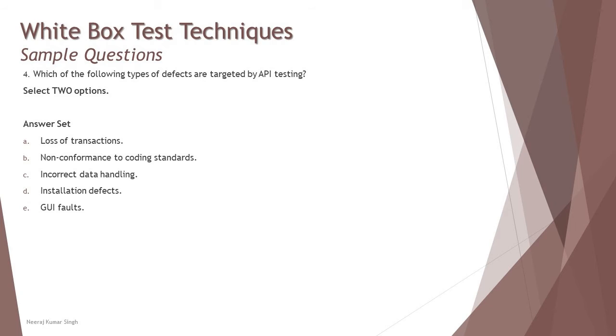When you talk about B, it says non-conformance to coding standards. This is targeted by maintainability testing. It's not at all a part of API testing, so that's not correct.